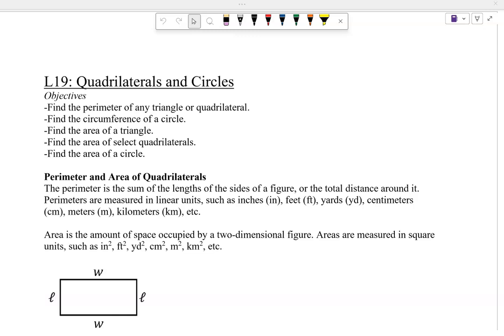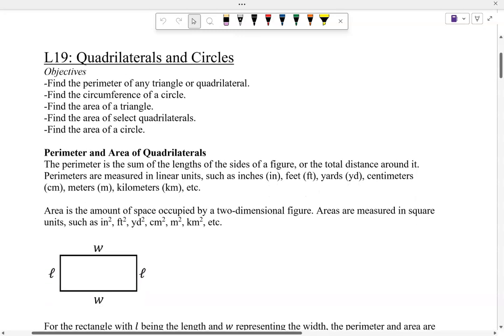All right, welcome back to your favorite technical math class. Going to take a look at quadrilaterals and circles, perimeters, and circumferences, areas, and so on.